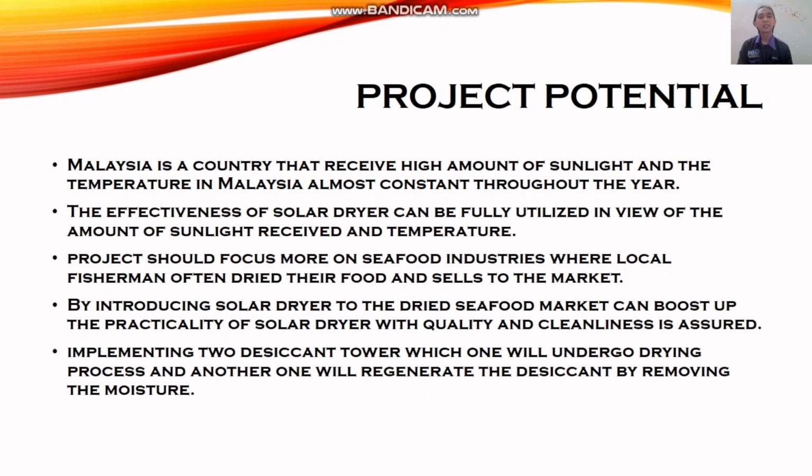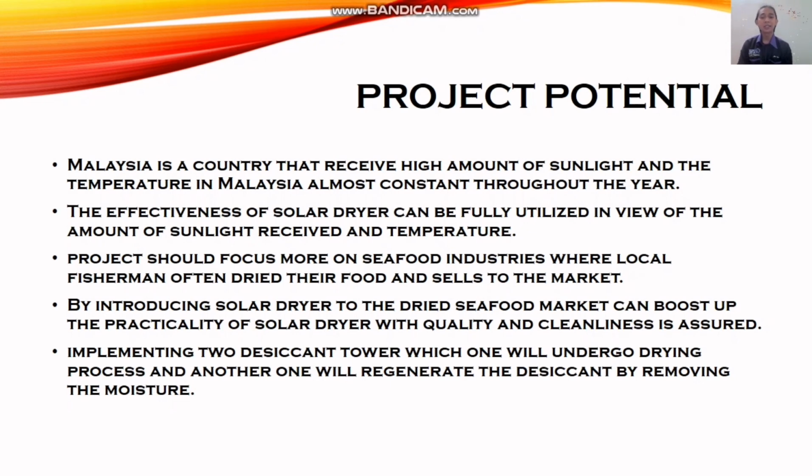And lastly, the project potential. Malaysia is a country that receives a high amount of sunlight, and the temperature in Malaysia is almost constant throughout the year. So the effectiveness of the solar dryer can be fully utilized given the amount of sunlight received and the temperature. Projects should focus more on the seafood industry where local fishermen often dry their food and sell to the market. Introducing solar dryers to the dried seafood market can boost the practicality of solar dryers with quality and cleanliness.